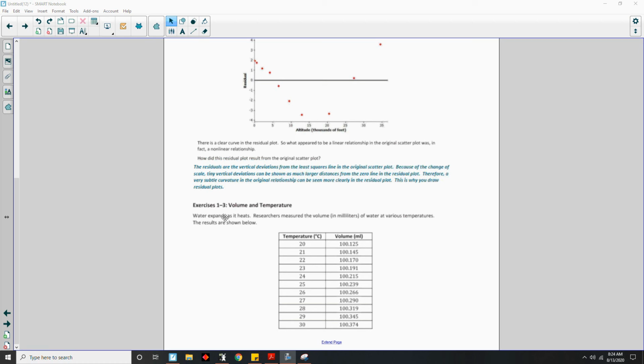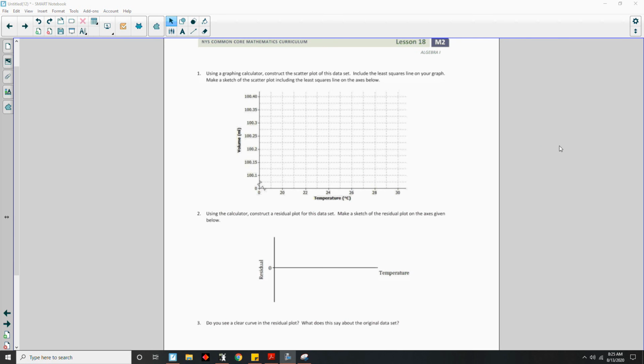Exercise 1 through 3 says volume and temperature. Water expands as it heats. Researchers measure the volume in milliliters of water at various temperatures. The results are shown below. So they're giving us an X and Y table. Okay, page 4 brings us to this problem number 1.